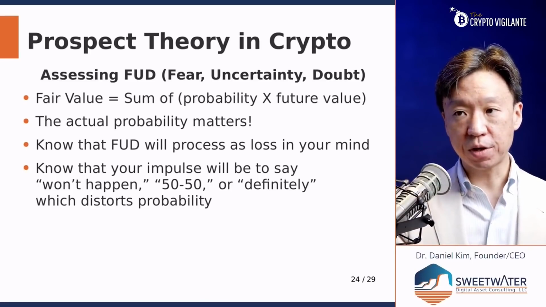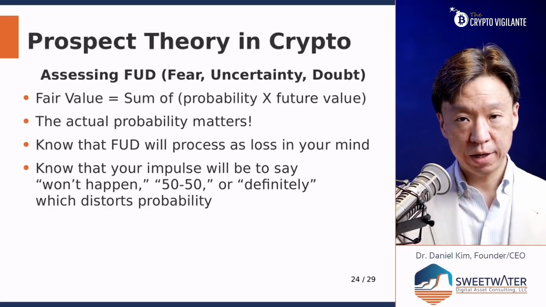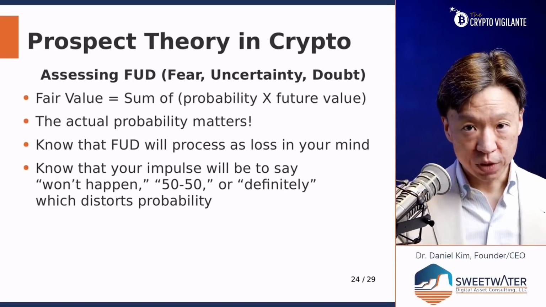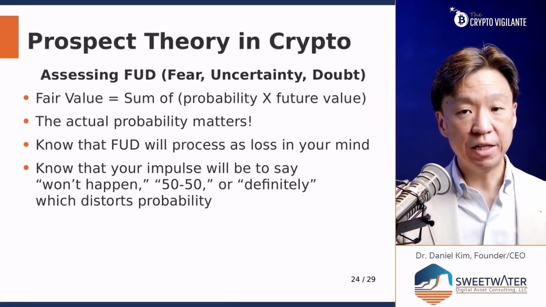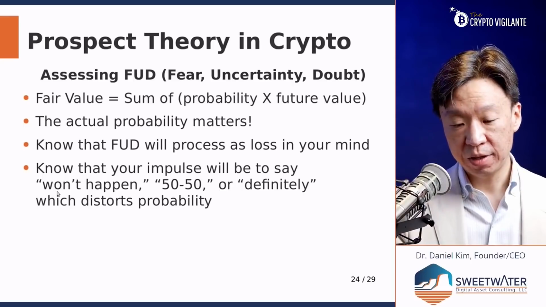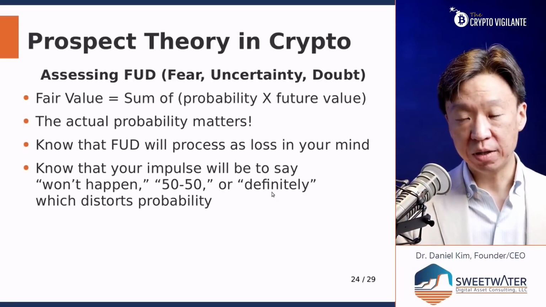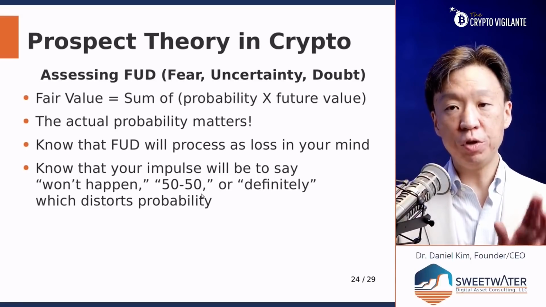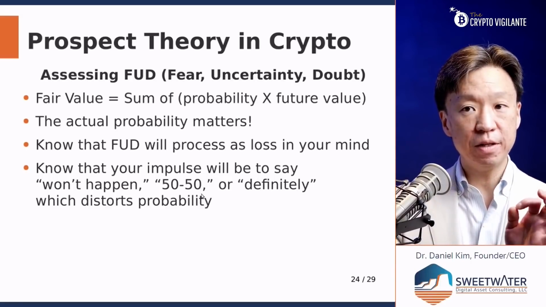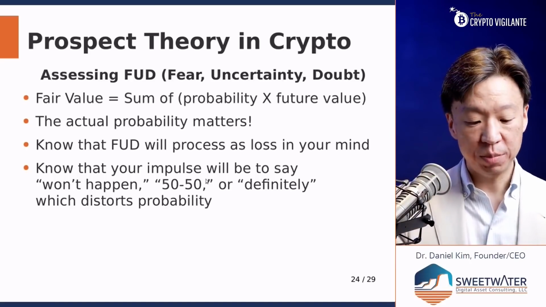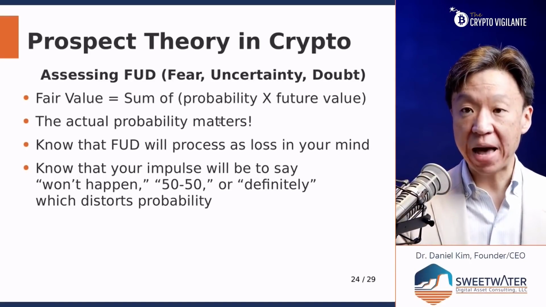But oftentimes these are things that are difficult to prove. And so what are you going to do? What you want to do is be aware that you're going to have an innate tendency to say, won't happen. Or, oh yeah, it's going to happen. Or, it's a coin flip. It might happen. That's going to be your tendency. You need to be aware of that, because if you give in to that, that can be an expensive decision, because the actual probabilities matter.